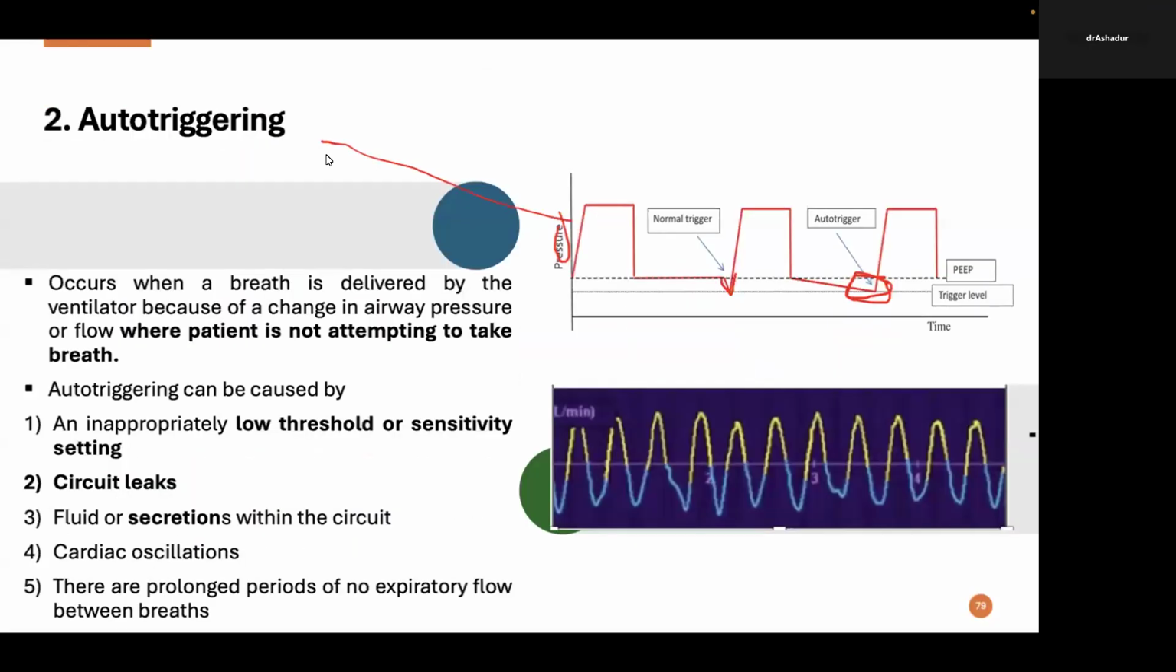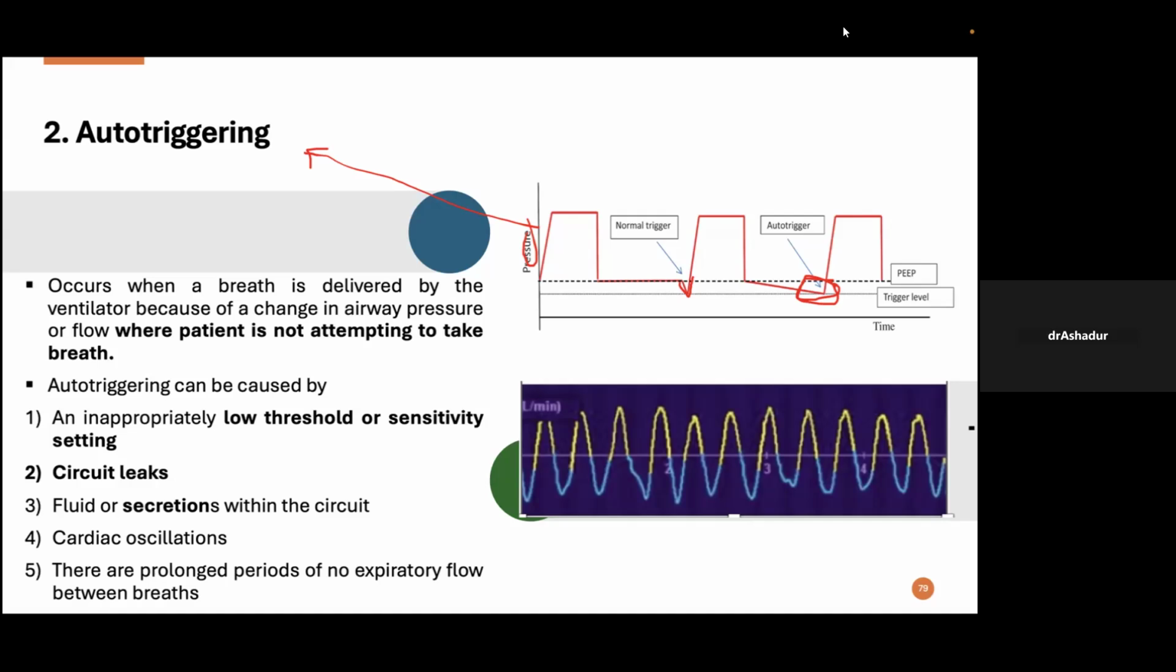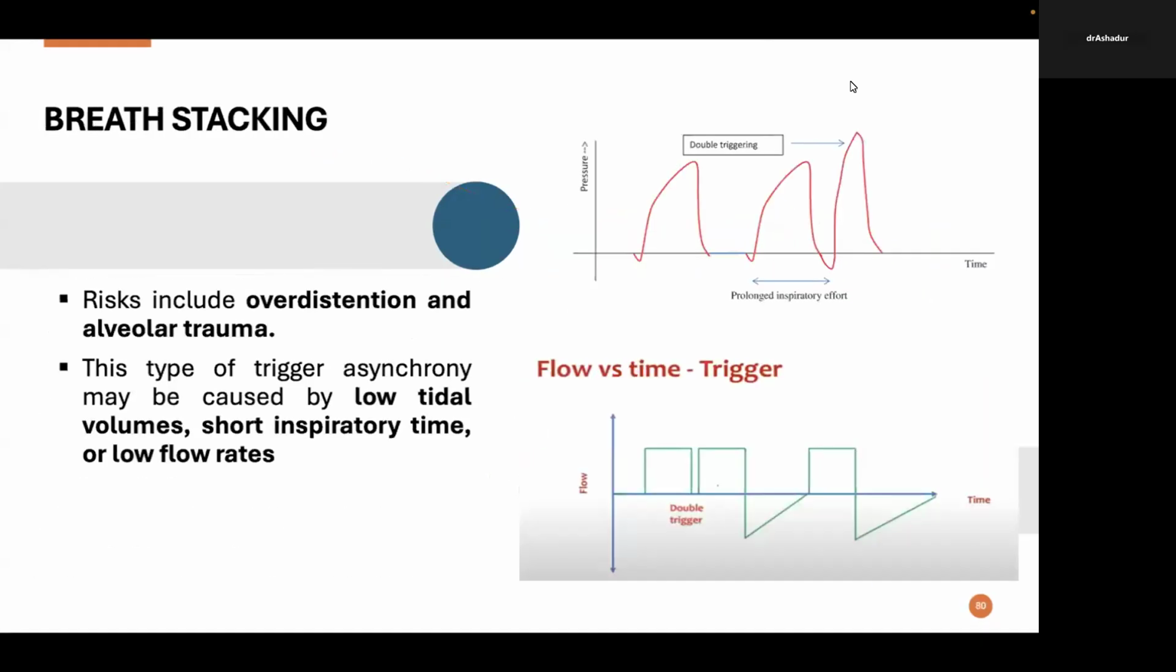So we need to have these curves in our mobiles, specifically named with different names like auto triggering, how it looks in that loop, so that we can compare and see. Otherwise, sometimes it may be difficult for us to interpret because it looks different in different scalars and loops. Breath stacking, how can you know?